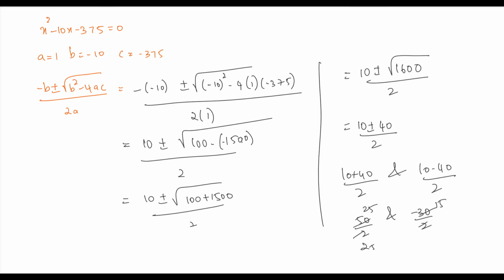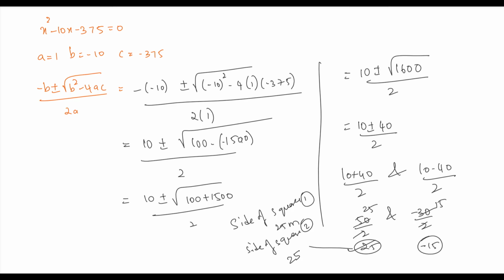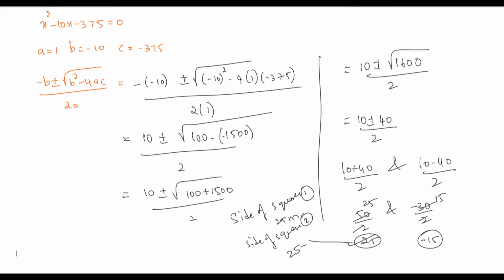Here there are two sides. First side is 25 and the second side is minus 15. Because the side cannot be in minus or negative, we have to consider 25. Side of square one is 25 meter while side of square 2 is 25 minus 10, which is equals to 15 meter.